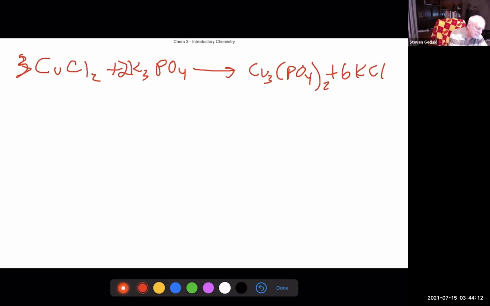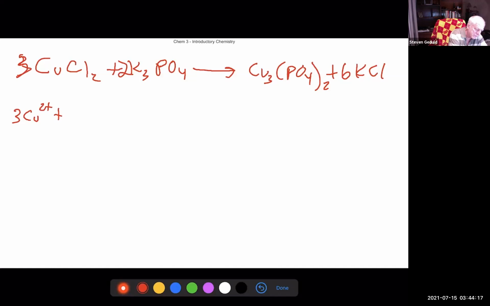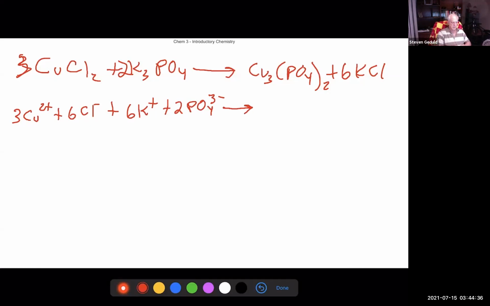So now we break it apart. We have 3 Cu2+ plus 6 Cl minus, plus 6 K+, plus 2 PO4 3 minus. That's the left side, right? Is that what you got breaking it up? Isn't that the molecular, the top one you're doing? And then we're going to do the total and the net ionic. Okay. And then this is the solid, Cu3(PO4)2.